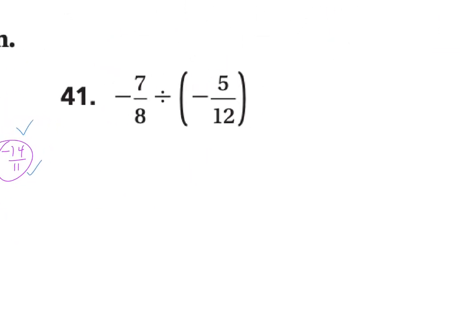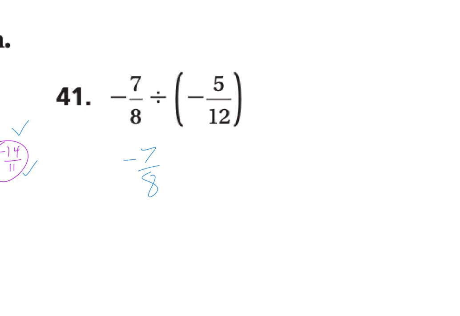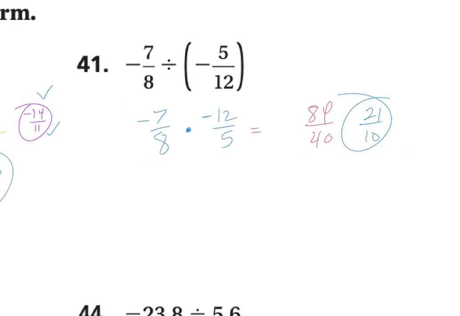Number 41, negative 7/8 is now being multiplied by negative 12/5. And you get 84/40. You can divide both of those by 4 and get 21/10. And now you're done. If you want, that is 2 1/10.